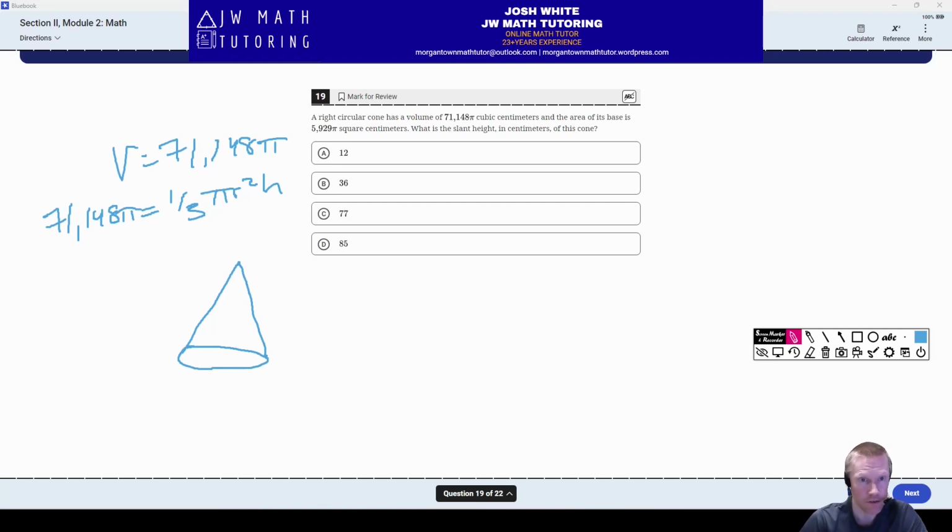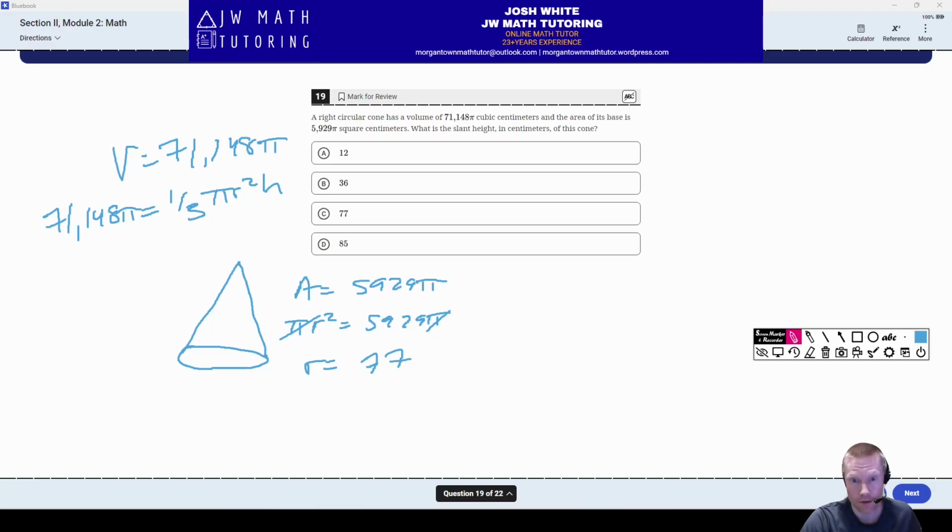However, we know the area of the base, which is a circle here, is 5929 pi. So we also know that the area of a circle is pi r squared. So if we set that equal to 5929 pi, then the pi's will cancel out. You take the square root of both sides, you're going to get a radius of 77.